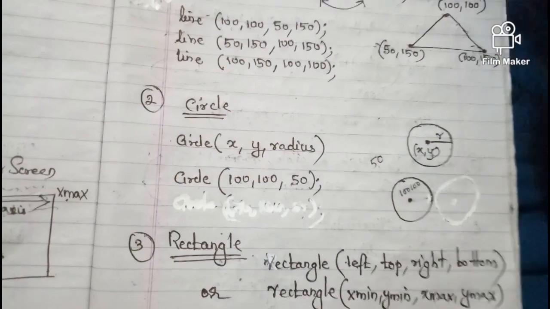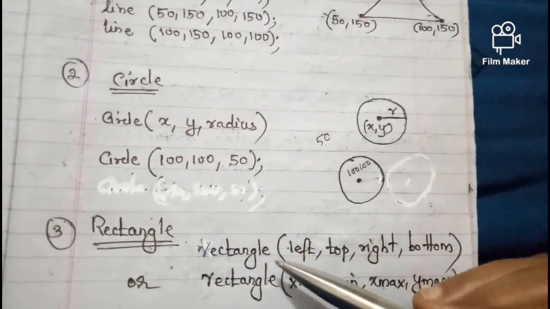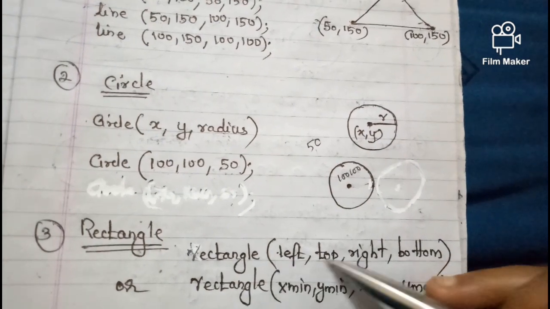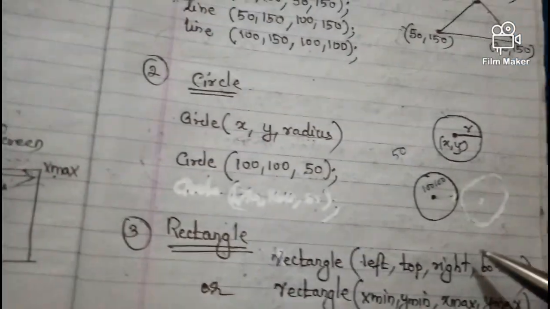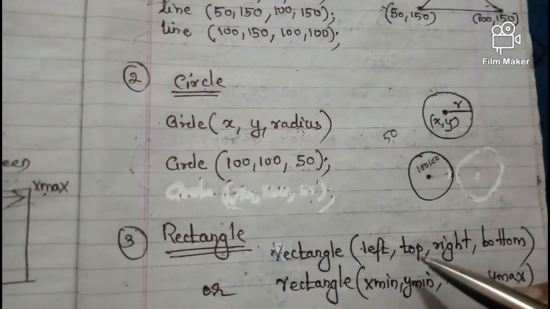Next is a rectangle function. Rectangle function has a syntax rectangle, and it has four arguments: left, top, right, bottom.